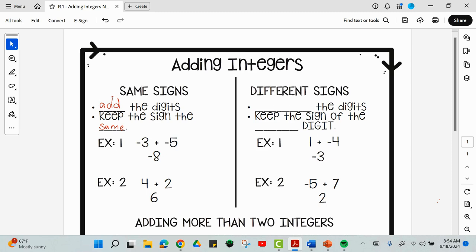Okay, if we have different signs, then we want to subtract the digits. So with different signs, we subtract the digits, and then we want to keep the sign of the larger digit.